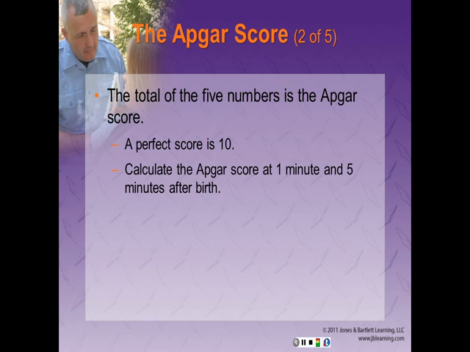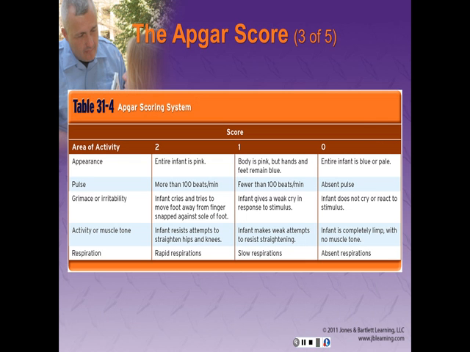The total of the 5 numbers is the APGAR score, and a perfect score is 10. Calculate the APGAR score at 1 minute after birth and 5 minutes after birth. Table 31.4 gives you APGAR scoring. As you see, area of activity on the left: appearance, pulse, grimace or irritability, activity or muscle tone, and respiration, and 2, 1, and 0 across the top.